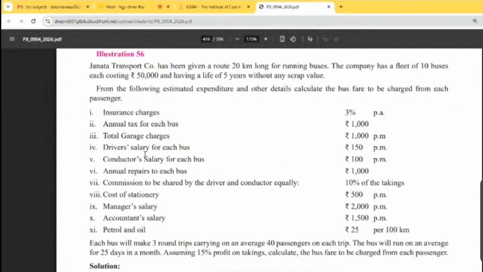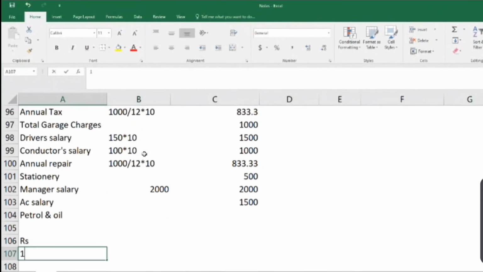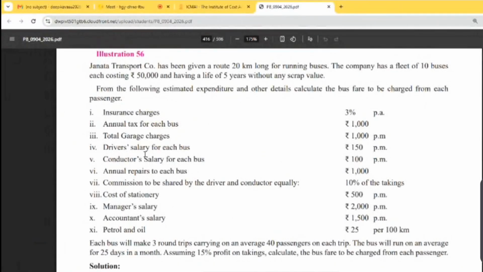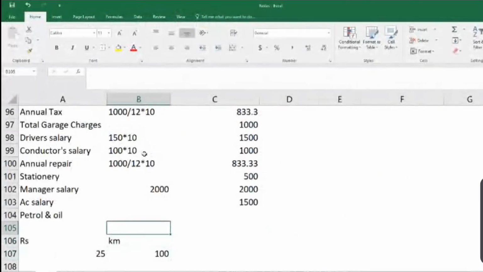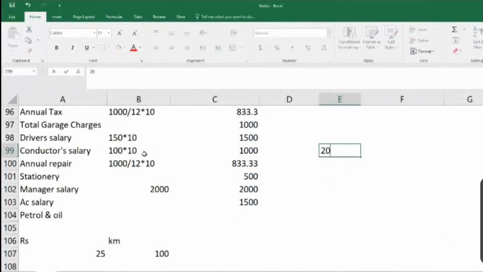What have they told? Petrol and oil 25 for 100 kilometers. Okay, so rupees 25 if you are traveling 100 kilometers. Now we have to calculate how many kilometers we have traveled. For that we need some workings. So they are 20 kilometers. So 20 kilometers into 2 is equal to 40 kilometers we are traveling. 25 days we are traveling. Number of buses is 10.